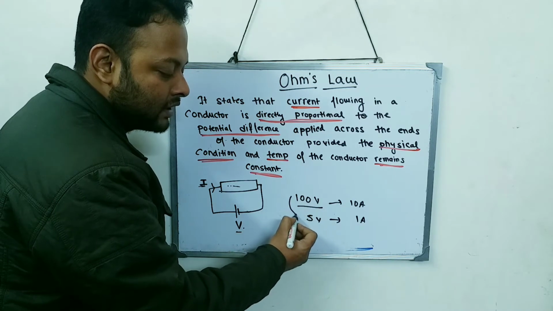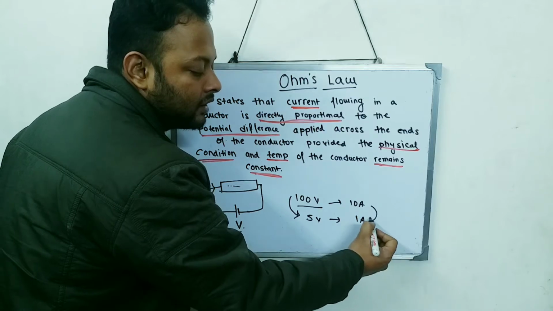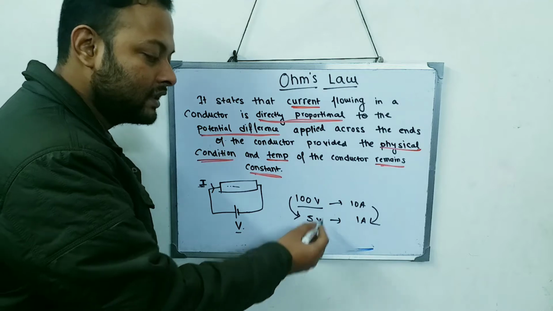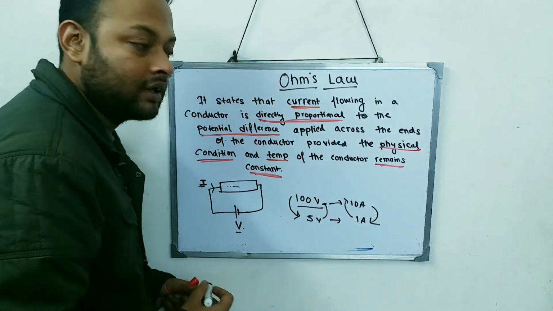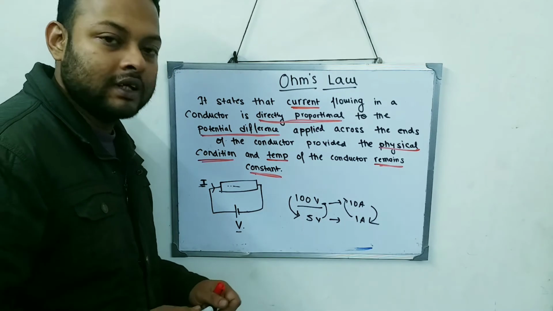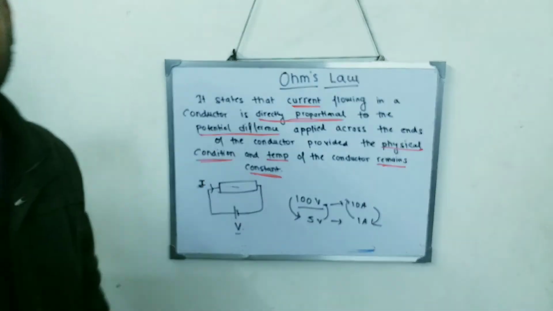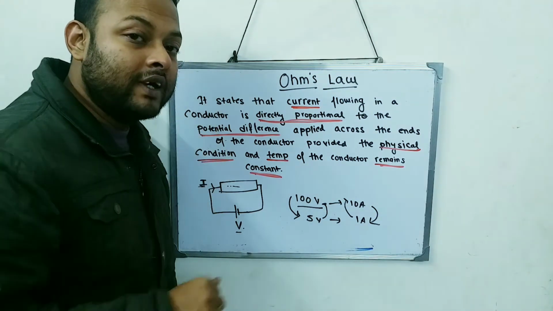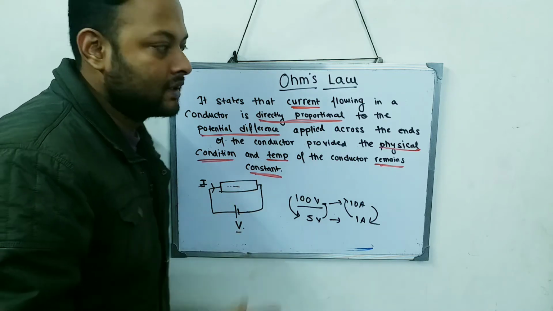As you can see, as the potential difference decreases, the current in the wire also decreases, and if the potential difference increases, the current in the wire also increases. This is what Ohm's law states. Now after this, we have to discuss a little more about Ohm's law related to the VI graph. But before the VI graph, let me get the SI unit of resistance.